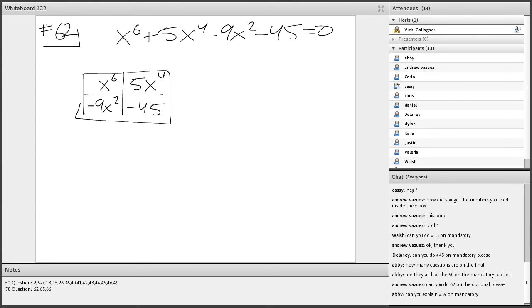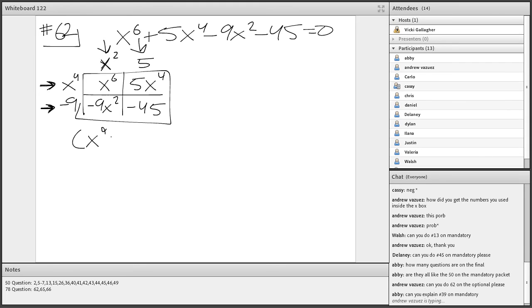Starting with the top row, these two do not have any numbers in common, but they do have an x in common. I want to take out the smallest exponent, which would be x to the 4th. Going up here, this number times the x to the 4th that I just wrote down needs to make x to the 6th, so that would be an x squared. The next column over, I have an x to the 4th, but I need it to be a 5x to the 4th, so I'm going to put a 5 here. And right here on the bottom row, I have an x squared up here, but I need a negative 9, so I'll put a negative 9 there.